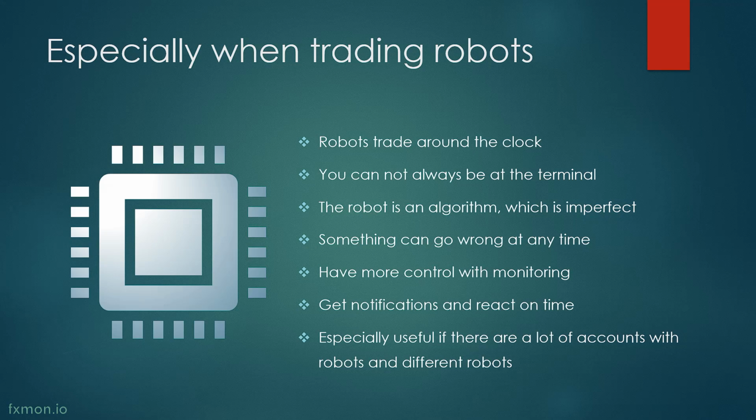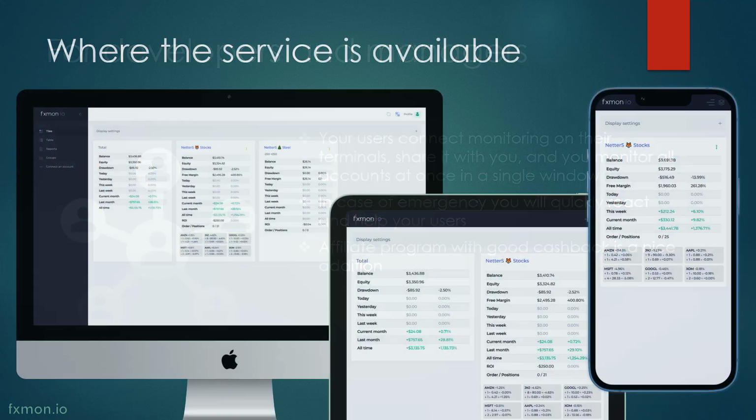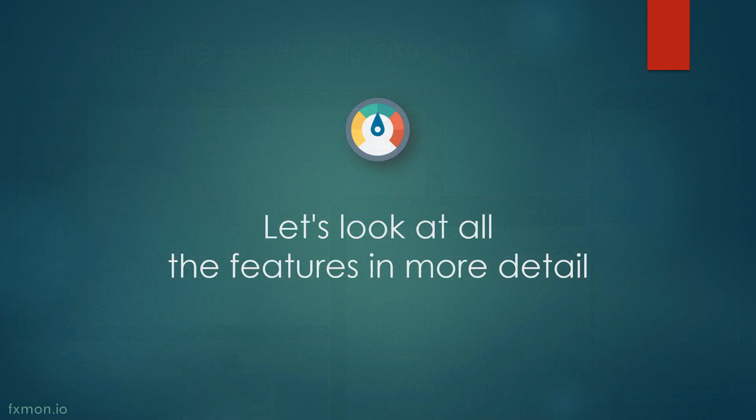Especially useful if there are many accounts with robots and the robots are different. If you sell robots or are an account manager in your structure, you will be especially comfortable with monitoring. The service is available in any browser, whether PC, tablet or smartphone, as well as in an application for Android and iOS. Access to statistics is also available from the Telegram bot.